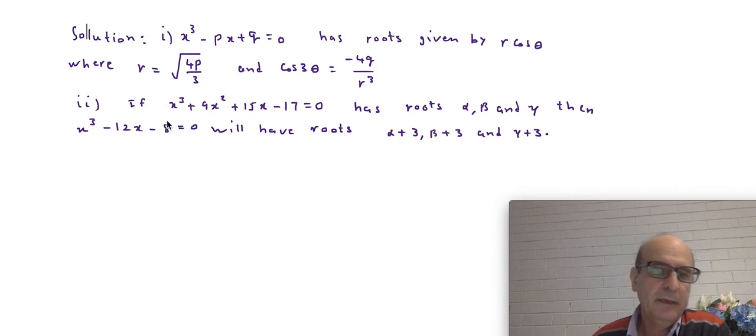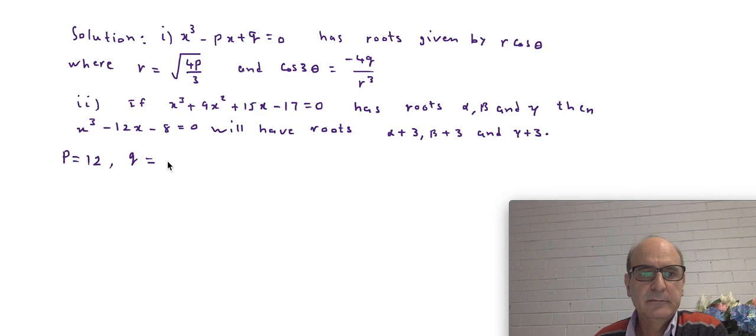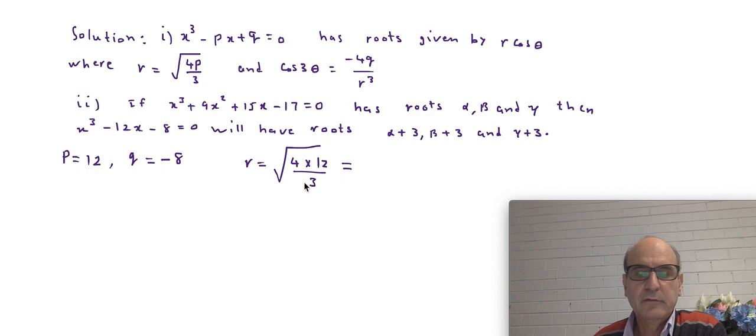All right, comparing this equation with this equation, we can see that p is equal to 12, and q is equal to minus 8. Then r will be equal to the square root of 4 times p, which is 12, over 3. That will give us the square root of 16, which is 4. So we find r.